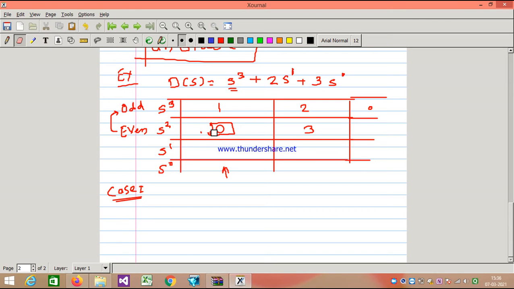Where 0 appears, we are not taking that row, we are taking the upper row. What is that row? Just observe this. This is the s cube, right? Then plus 2s to 1, right? This is the upper row, and this is the s cube and this is the s to 1. So this is the upper row where 0 appears, and we are not taking the 0 row, we are taking the row above that 0 row, right?